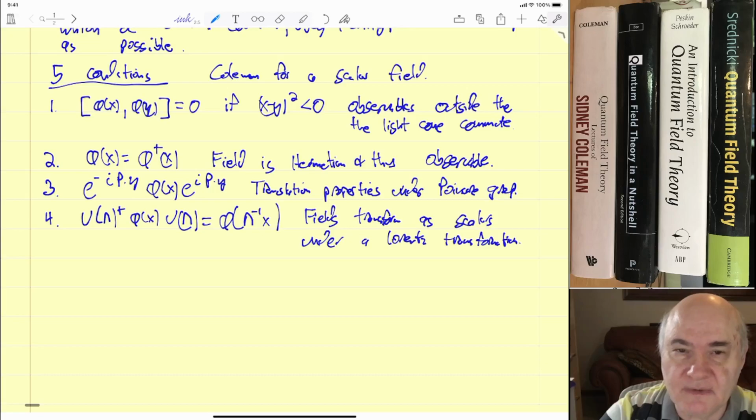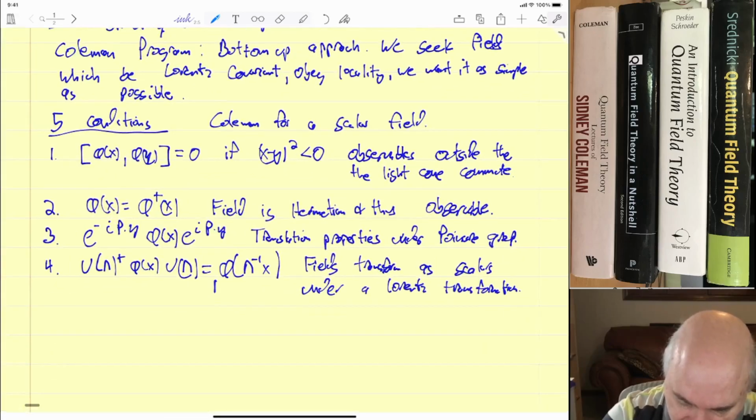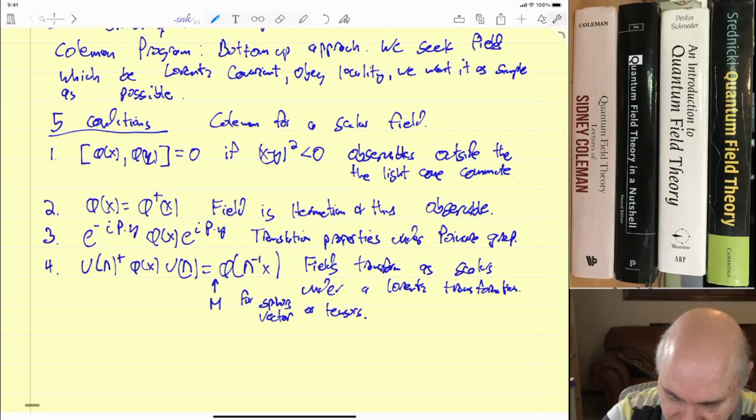If we were dealing with vector fields or tensor fields, there would be a matrix here. If there was some kind of matrix here, for like spinors, vectors, or tensors. But when we just have basically the identity matrix, then we're dealing with a scalar field.